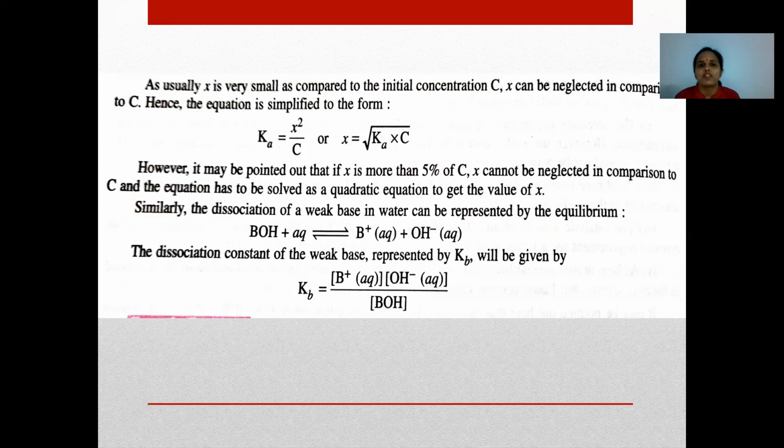However, it may be pointed out that if X is more than 5% of C, X cannot be neglected in comparison to C, and the equation has to be solved as a quadratic equation to get the value of X. Similarly, the dissociation of a weak base in water can be represented by the equilibrium BOH(aq) gives B+ + OH-, and the dissociation constant of the weak base Kb will be equal to [B+][OH-] divided by [BOH]. So that is how we can calculate the value of Kb.